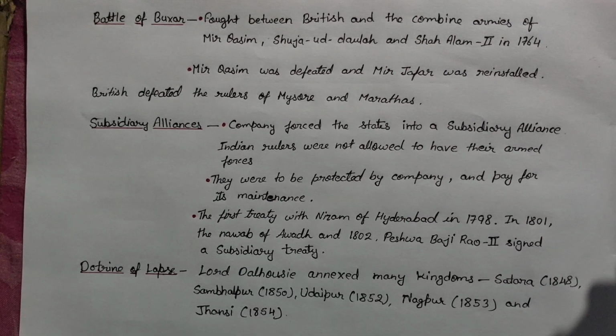Doctrine of Lapse. When Lord Dalhousie became the Governor General, he passed a new law that was known as the Doctrine of Lapse. Under this Doctrine of Lapse, it was a simple concept that if the throne does not have a male successor, that throne would be annexed by the British. So, by that principle, they annexed Satara, Sambalpur, Udaipur, Nagpur, and Jhansi.